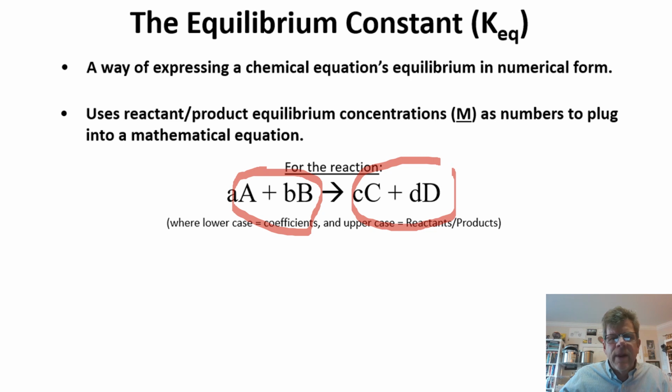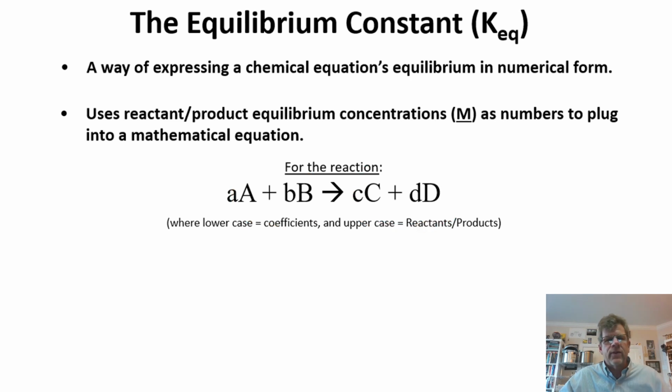So A and B are reactants, C and D are products. Now, the lowercase letters represent numbers, the coefficients. So when we were balancing chemical reactions, we put these numerals, these coefficients, in front of reactants and products in order to balance it. That's what these lowercase a, b, c, and d's mean.